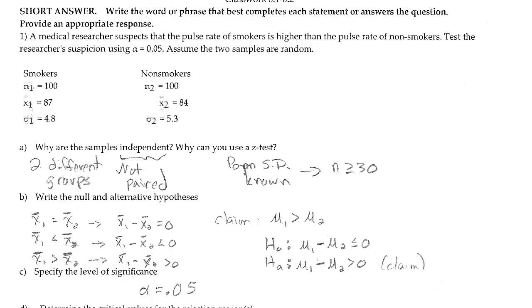For this example, we look at a medical researcher taking two samples and comparing the heart rates of smokers and non-smokers. So the people in each of these samples wouldn't be the same, right? We wouldn't have someone that's a smoker and a non-smoker. So these would be independent samples.